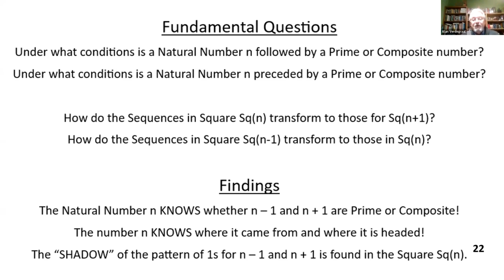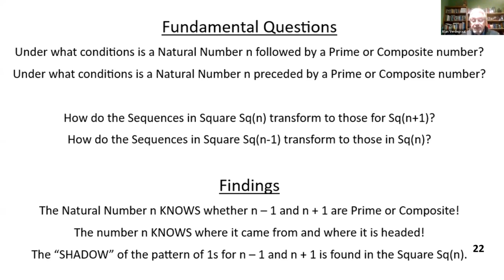We've seen the patterns of ones that occur for composite numbers or the lack of any pattern for prime numbers. These patterns for n-1 and n+1 actually show up in the square of n. They're shadows of these patterns of ones. And this is what my paper discusses. How do the sequences change from one number to the next when adding or subtracting 1 from n? And I've shown how primality of n can be determined for itself. If there are no 1s in the square, it's prime. If there are 1s, it'll be a composite.